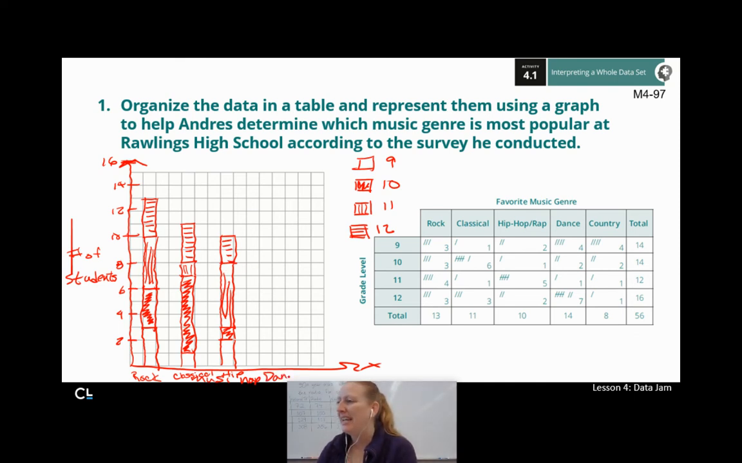Next up, I've got dance. So for dance, I've got 4 9th graders, 1, 2, 3, 4. I've got 2 10th graders, 2.